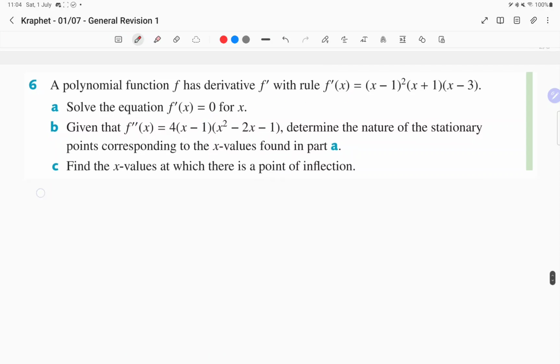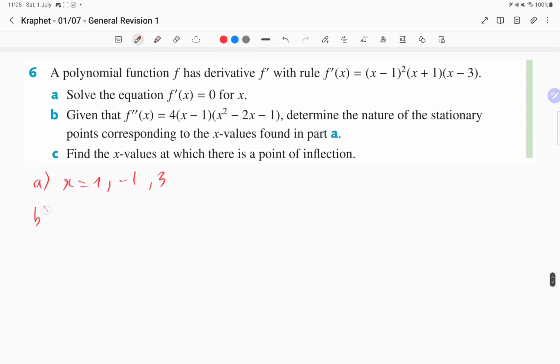So question A, solve f dash equals to 0. So x would be, you can quickly see that 1, -1 or 3. And then to calculate the second derivative, they already gave us the factorized version, because normally it's easier to use. So f double dash of 1 would be 4 times, and then sub 1 in here, I get 0, which means this will be instantly 0. Once you get one of the factors to be 0, the rest is just 0.